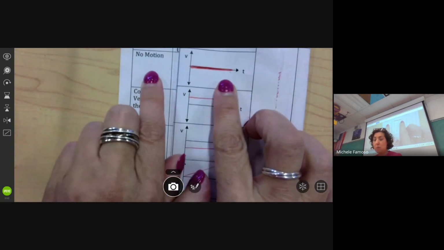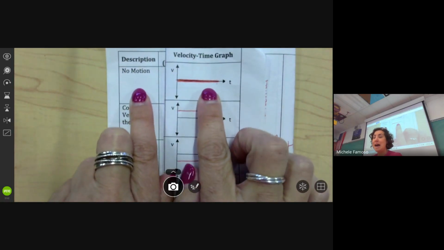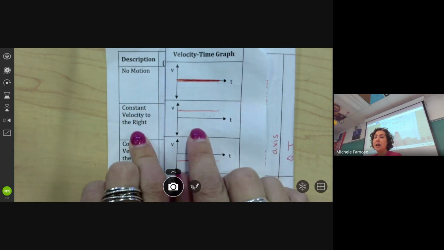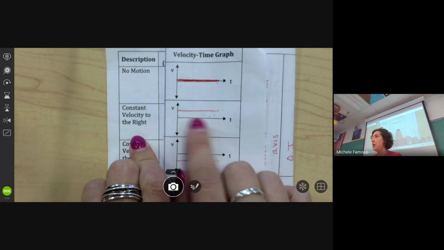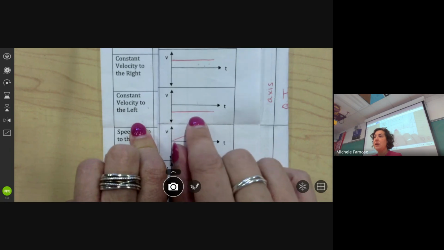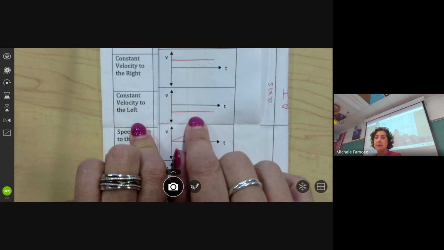All right. No motion. Horizontal line on the x-axis. Constant velocity to the right. Horizontal line up in quadrant 1. Constant velocity left. Horizontal line down below the x-axis.